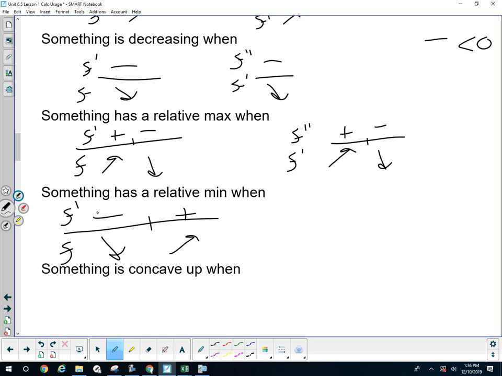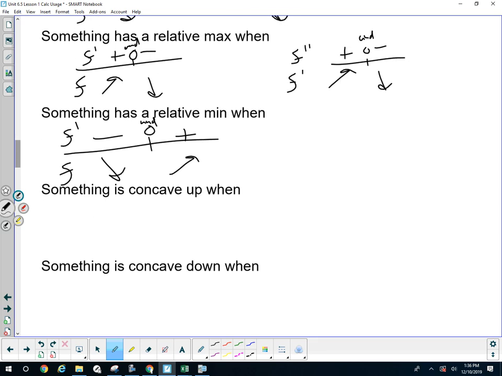What typically separates negatives from positives, or positives from negatives? The x-axis, or zeros. But we understand it could be zeros or it could be undefined. We could have jumps, we could have asymptotes. Those are when signs could change.